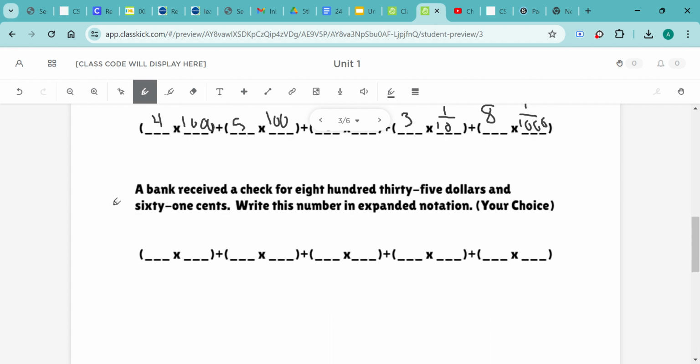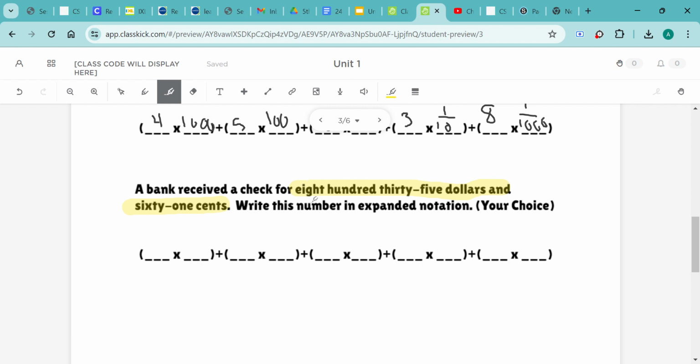All right. Last problem. This is a word problem. A bank received a check for $835.61. Here's our number, very important. Write this number in expanded notation, your choice. All right, so what do we see? Well, we see the numbers. So let's do something to show how important that number is. Let's just highlight it. $835.61.